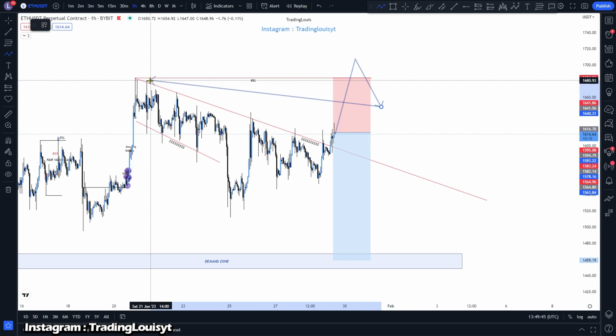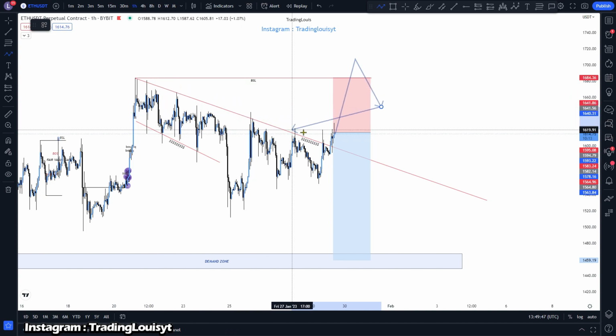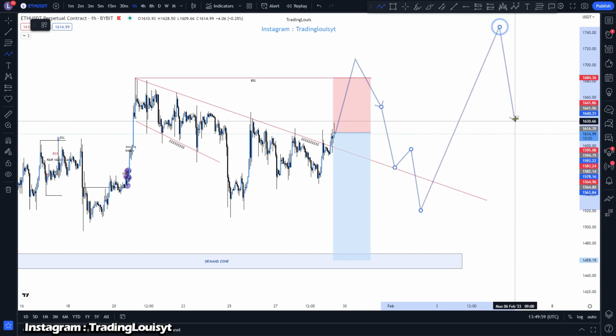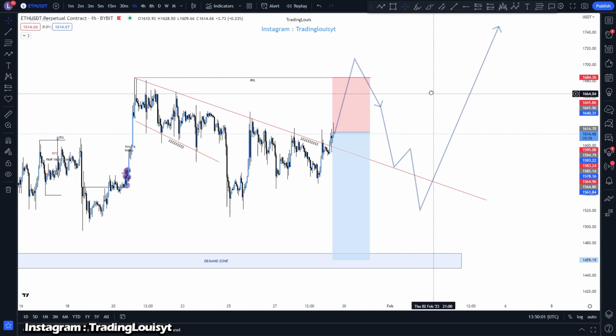Because as you can see, it was resistance, resistance, resistance, resistance, and now it is acting as support as it has just been broken. So price might tap this zone, come back up, then price might break this liquidity, and then price might carry on to the upside. Or the opposite could happen.